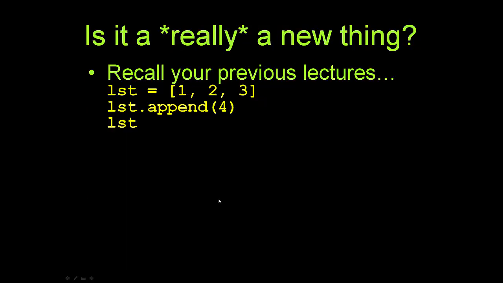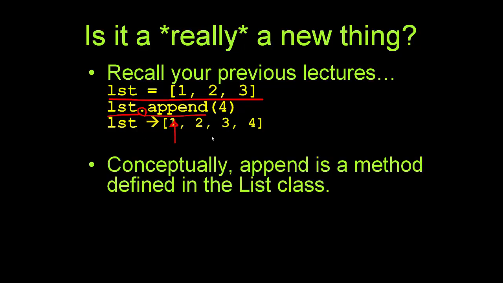Now, is there anything new that we just saw? It turns out that in the previous lecture, you saw list equal to this, and you saw list dot append. What's happening here is that this is dot notation that allows you to call this method inside list. And of course, list is a class by itself. It's a list class, and append is a method within this list class.